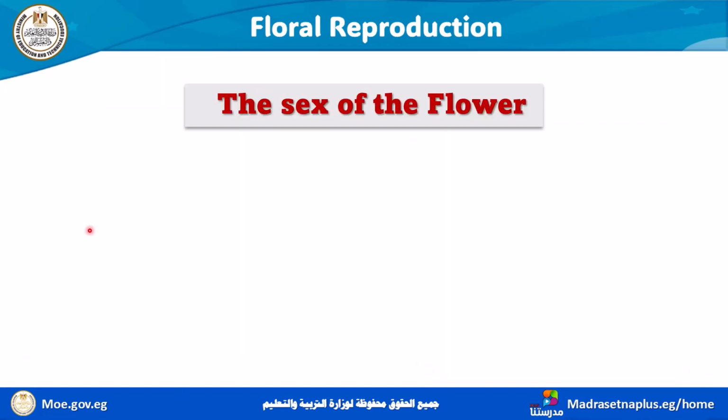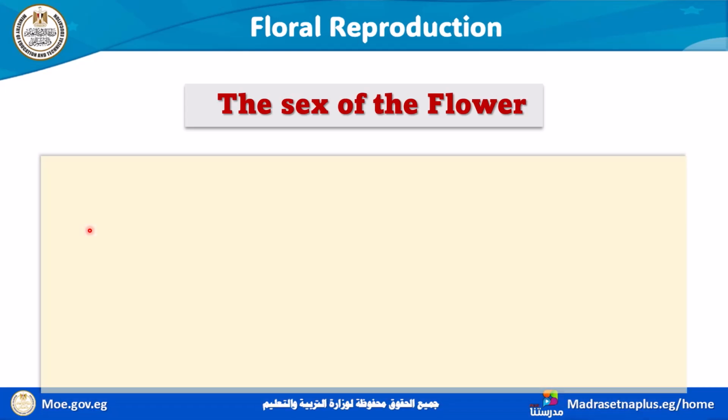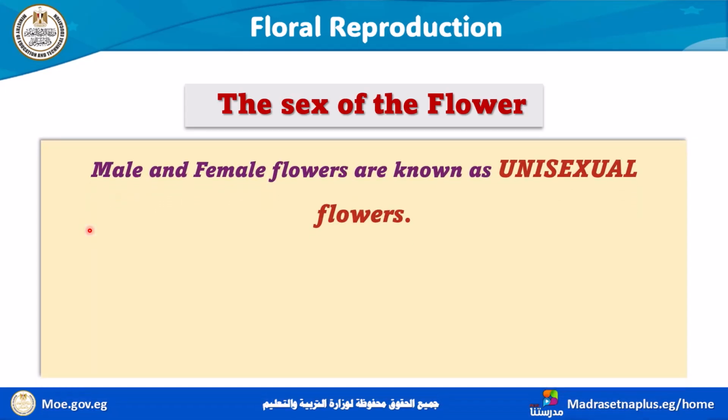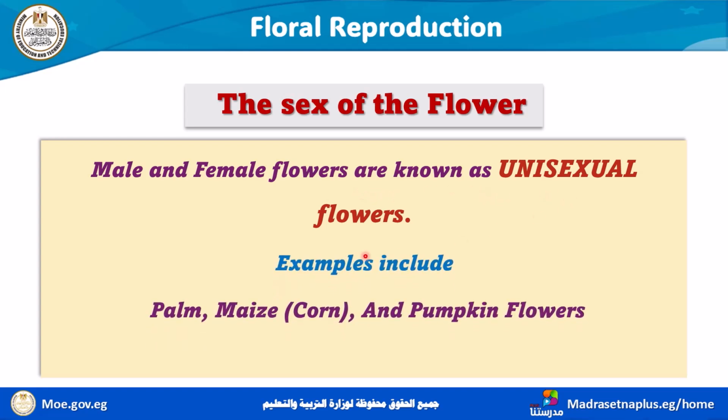The sex of the flower. Male and female flowers are known as unisexual flowers. Examples include palm, maize, which is the corn also, and pumpkin flowers. They are all unisexual flowers.